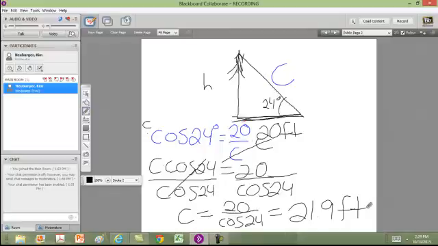So that's your basics on just some basic trig. As you move on in your math career, you'll find that you'll expand on these quite a bit more. But for right now, that gives you a little bit you can use in real life.